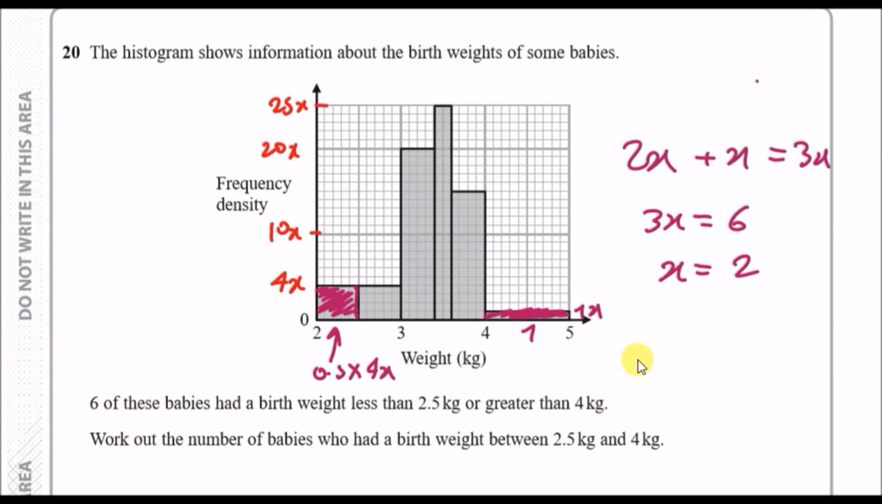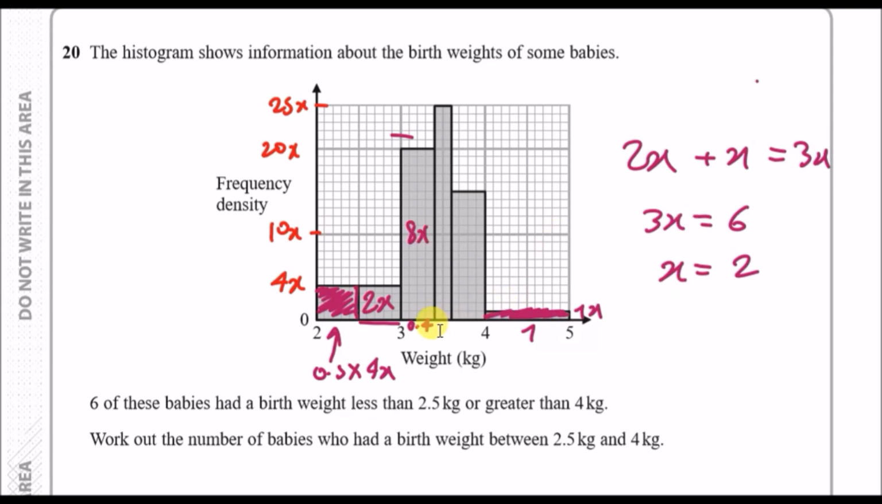Now let's go back to the question. It says work out the number of babies who had a birth weight between 2.5 kg and 4 kg. So that's literally everybody else. Let's work out the general area in algebraic terms, then plug in the 2 and you're done. So the area of this block here, between 2.5 and 3, is 0.5 across and 4x high, so a total area of 2x. This middle block is, oh god, that block is ugly. So it's 0.4 across, with a height of 20x. So 0.4 times 20x. 0.4 times 20 is 8. So this area is 8x.